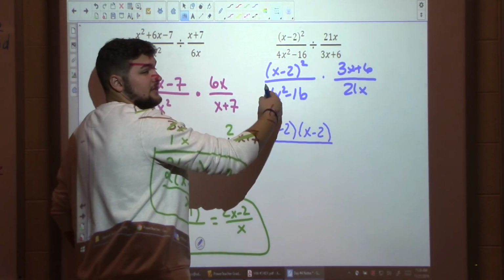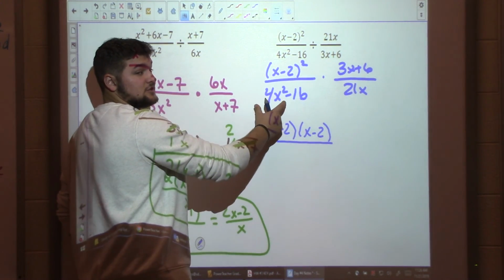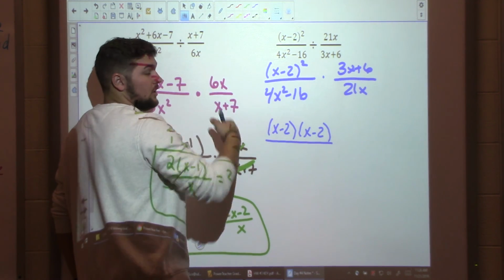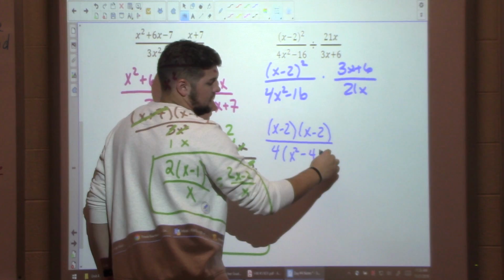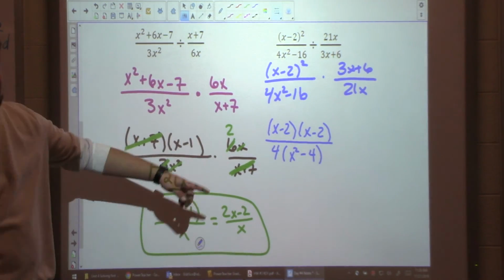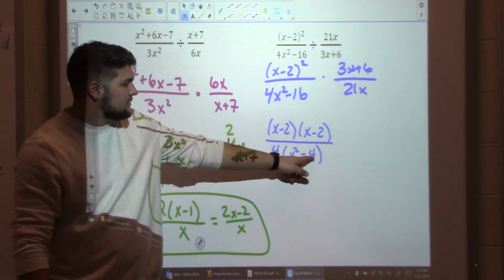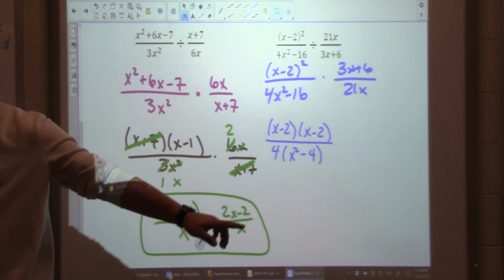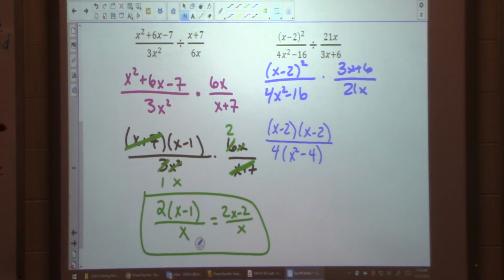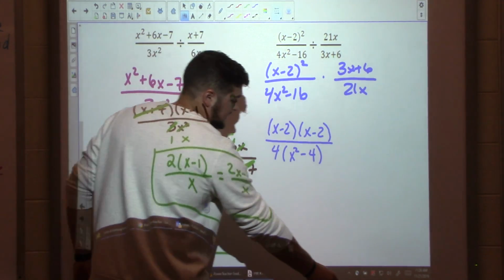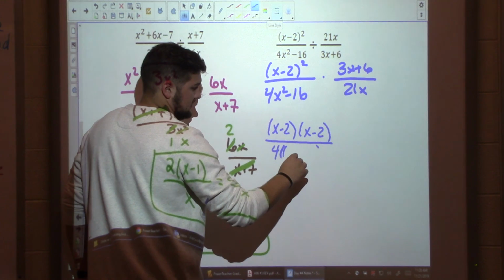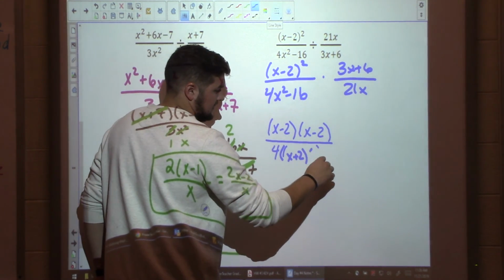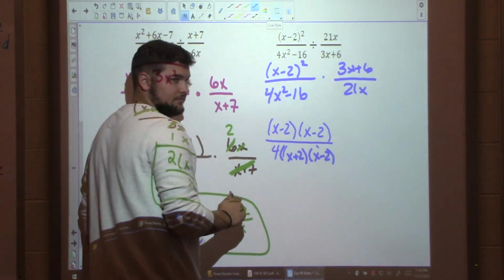Yes, I can take a GCF out. Technically, it's a difference of perfect squares right now, but I'm going to take a 4 out first. 4 times x squared minus 4. Well, hey, wait. x squared minus 4, that's a difference of perfect squares. So we can factor that as well. That factors to x plus 2, x minus 2.